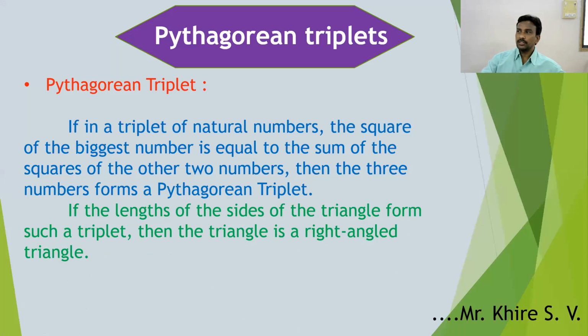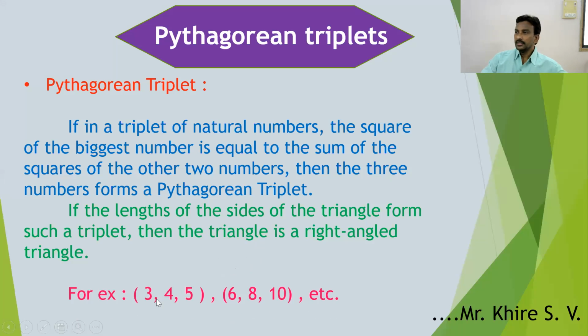If the lengths of the sides of the triangle form such a triplet, then the triangle is called a right angle triangle. If the square of the biggest side is equal to the sum of the squares of the other two sides, then only it is a right angle triangle, and then only it is a Pythagorean triplet. Otherwise it is not. Got it?